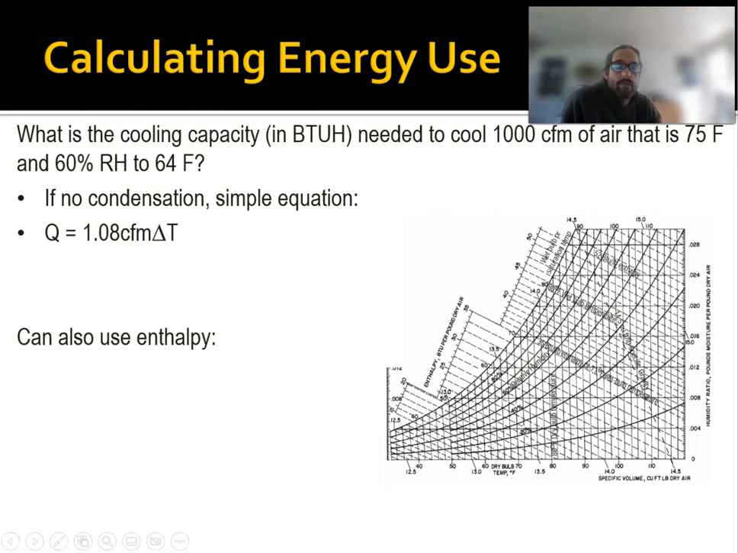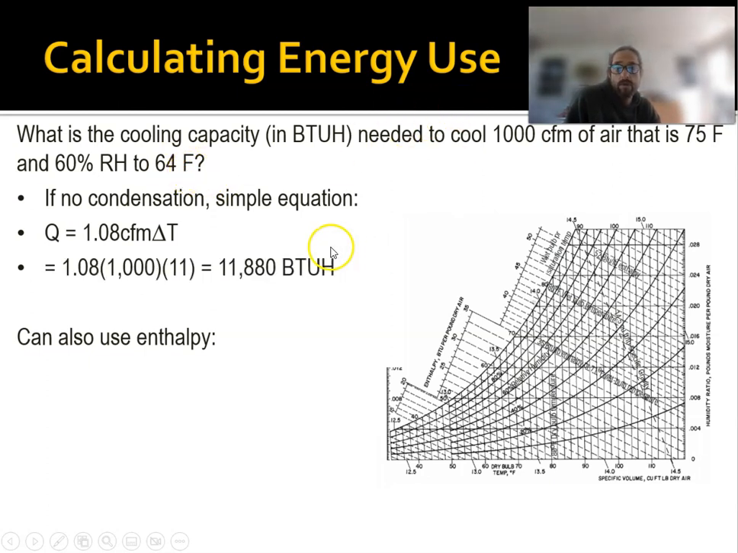And then it's cooling that down from 75 degrees Fahrenheit, dry bulb, at 60% relative humidity. So we have 75-degree air, 60% relative humidity, and we want to just cool it down to 64 degrees. So how much energy does that take?